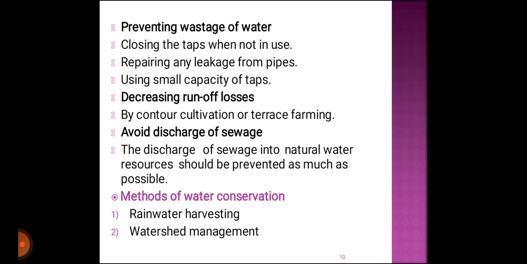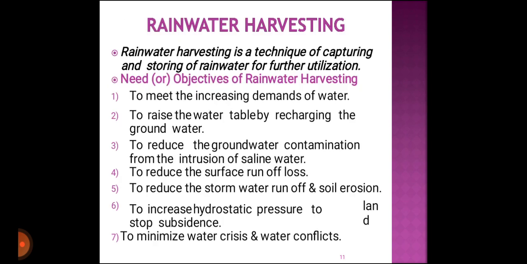Some of the main methods of water conservation are the rainwater harvesting method and watershed management. Rainwater harvesting is a familiar and costless method. It can be followed by all the people in the society. Rainwater harvesting is the technique of capturing and storing rainwater for further utilization, called a water saving method. The need and objectives of rainwater harvesting: first, to meet the increasing demands of water, which is a water and energy conserving activity. Second, to raise the water table by recharging the groundwater.